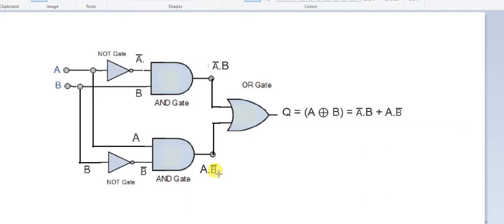Now both of these are connected. This is an AND gate, this is another AND gate, then they are interconnected through the OR gate. So we put an OR gate and feed the two inputs: the first input from this side, and the second from this side. The net resultant exclusive OR gate is A complement dot B plus A dot B complement. A exclusive OR B is equal to this logical expression.